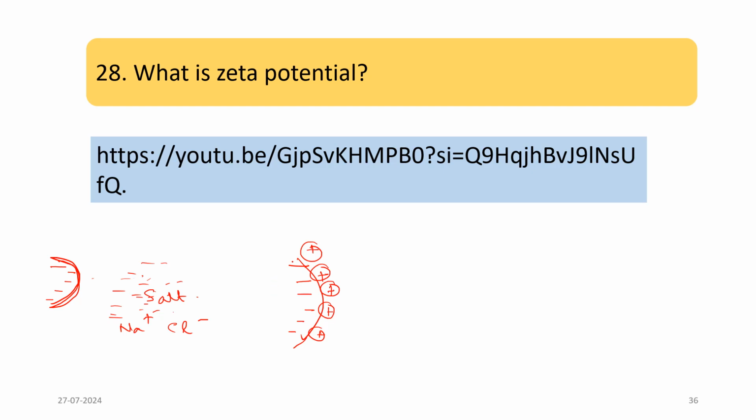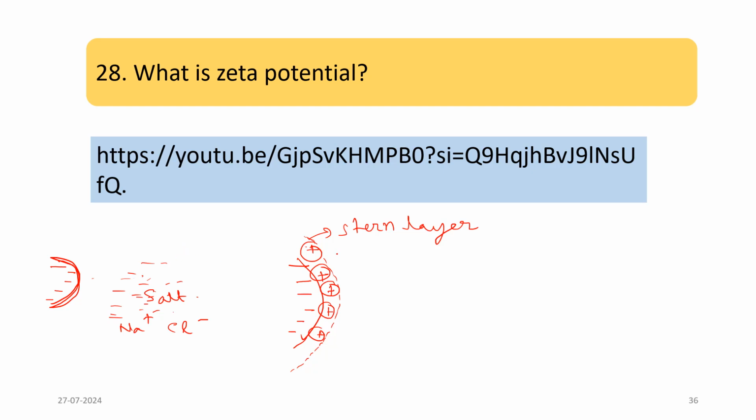So if there is a negatively charged particle from the start, then from the salt only the positively charged particles, the cations, will go and stick here, and they will form a layer. The first layer is fixed. That means whenever this electrode moves, this positive charge layer moves along with it. That is why this layer is called the Stern layer.